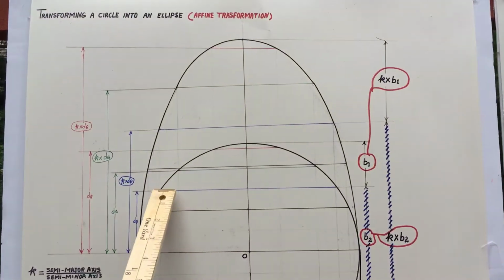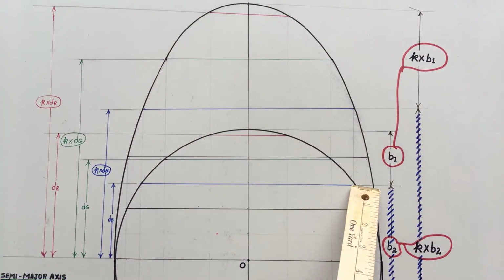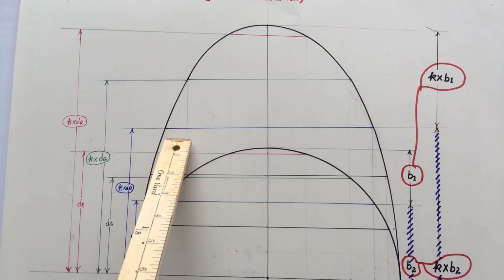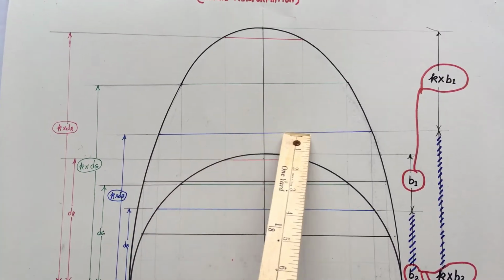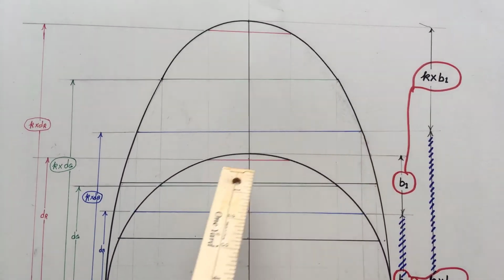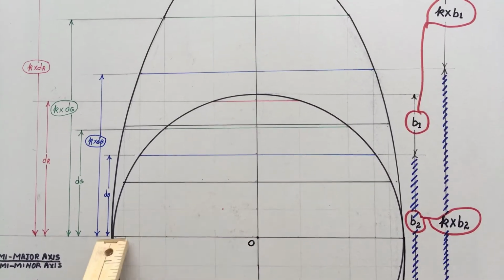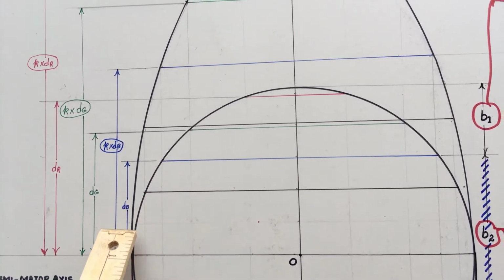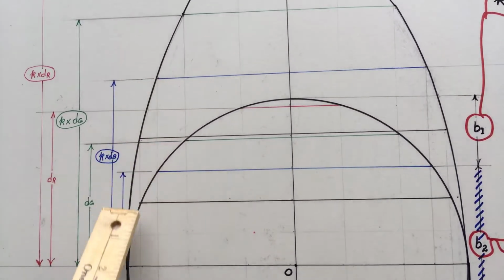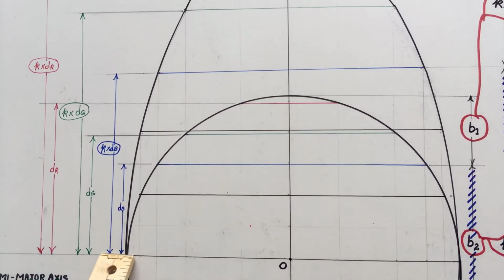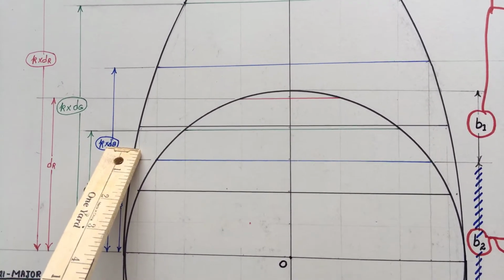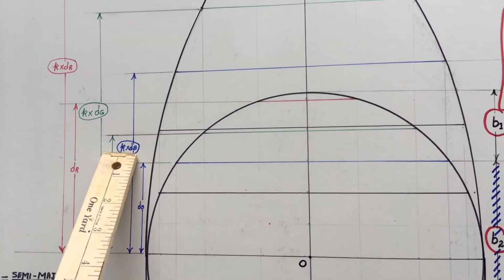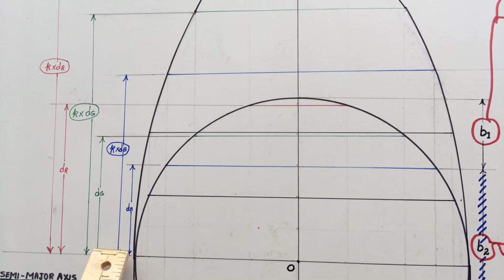This is a blue line on the circle. This blue line is transformed into this blue line in the ellipse. If this blue line is dB distance from the origin, then the transformed blue line on the ellipse will be k times dB. K is a constant multiplier. It has the same value for this transformation.